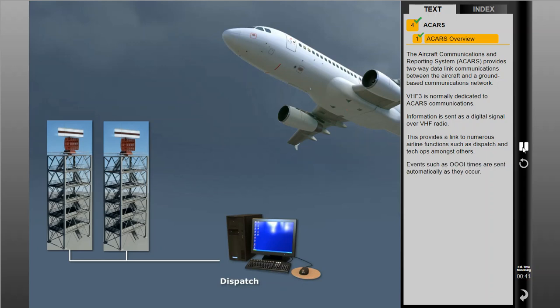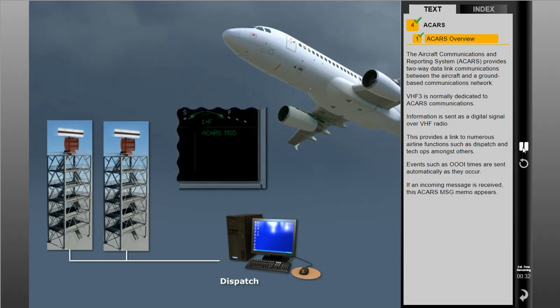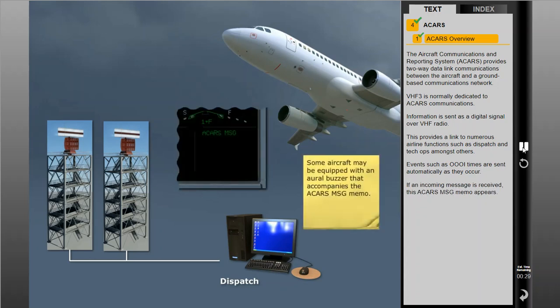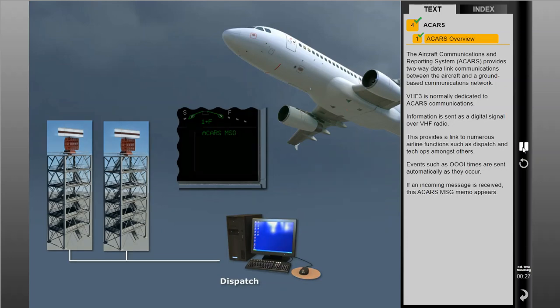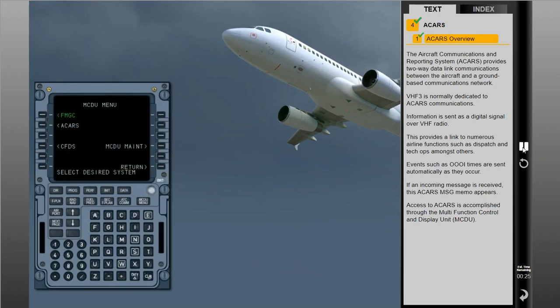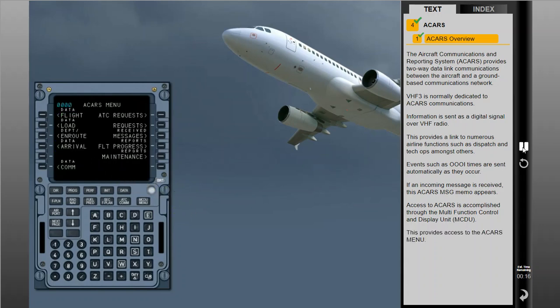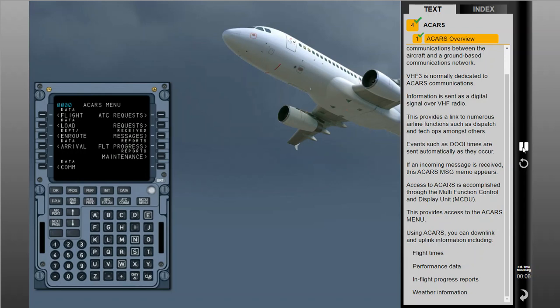Events such as off, on, out, and in times are sent automatically as they occur. If an incoming message is received, this ACARS message memo appears. Access to ACARS is accomplished by using the Multifunction Control and Display Unit, or MCDU. This provides access to the ACARS menu. Using ACARS, you can downlink and uplink information including flight times, performance data, in-flight progress reports, and weather information.